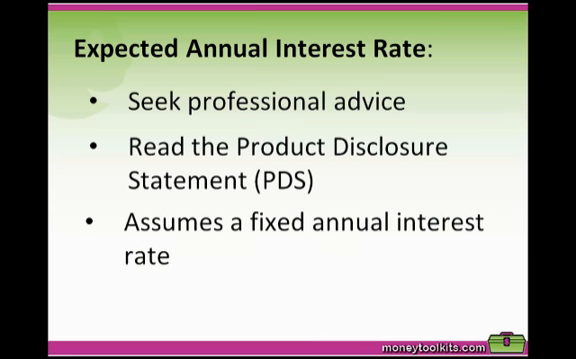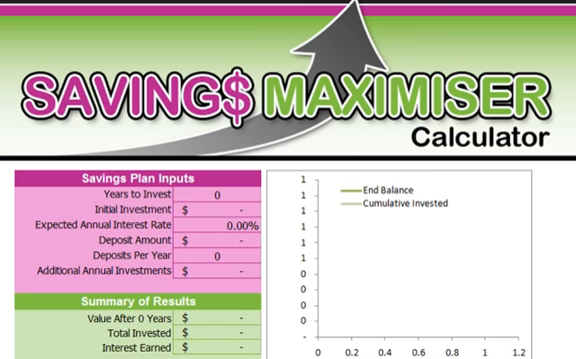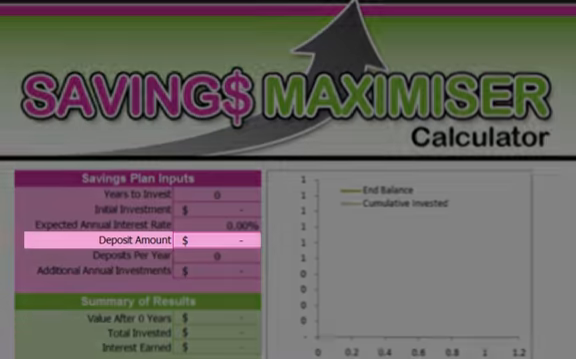Also, this spreadsheet assumes a fixed annual interest rate, and the interest is compounding according to the deposit frequency that you choose. So, for example, if you're depositing money into your account each month, then the interest will be compounded on a monthly basis. So back to the calculator, let's look at deposit amount.